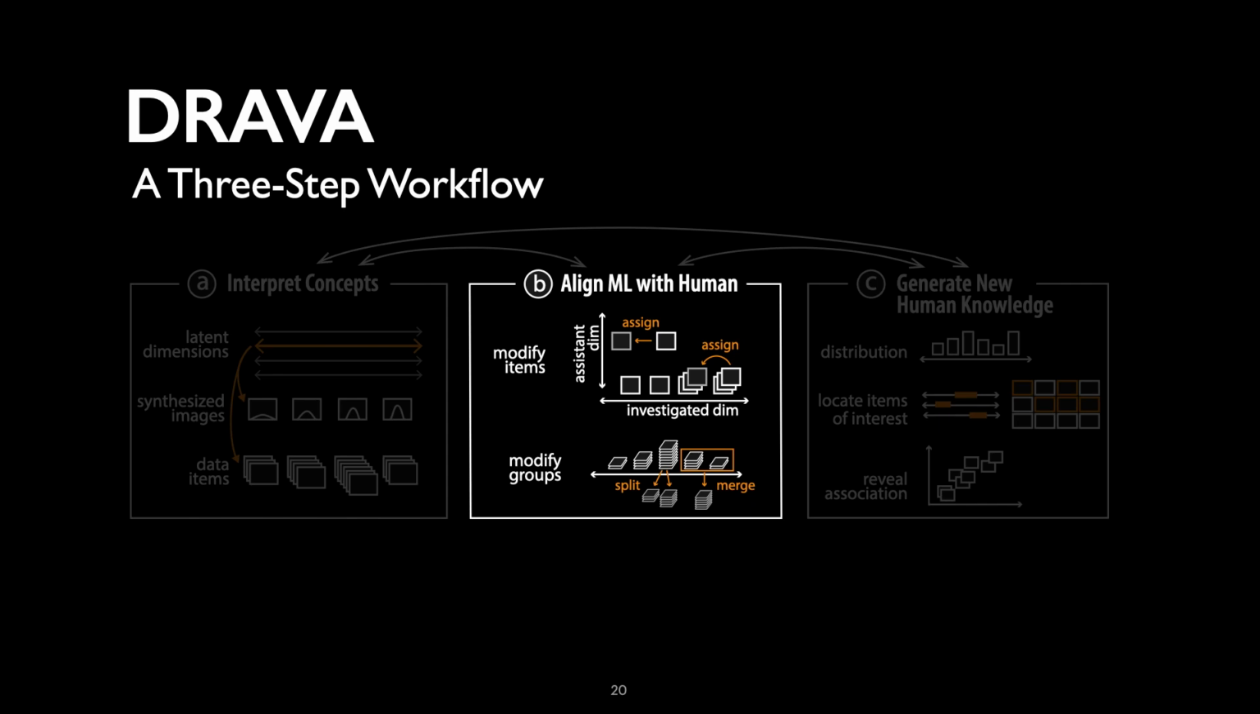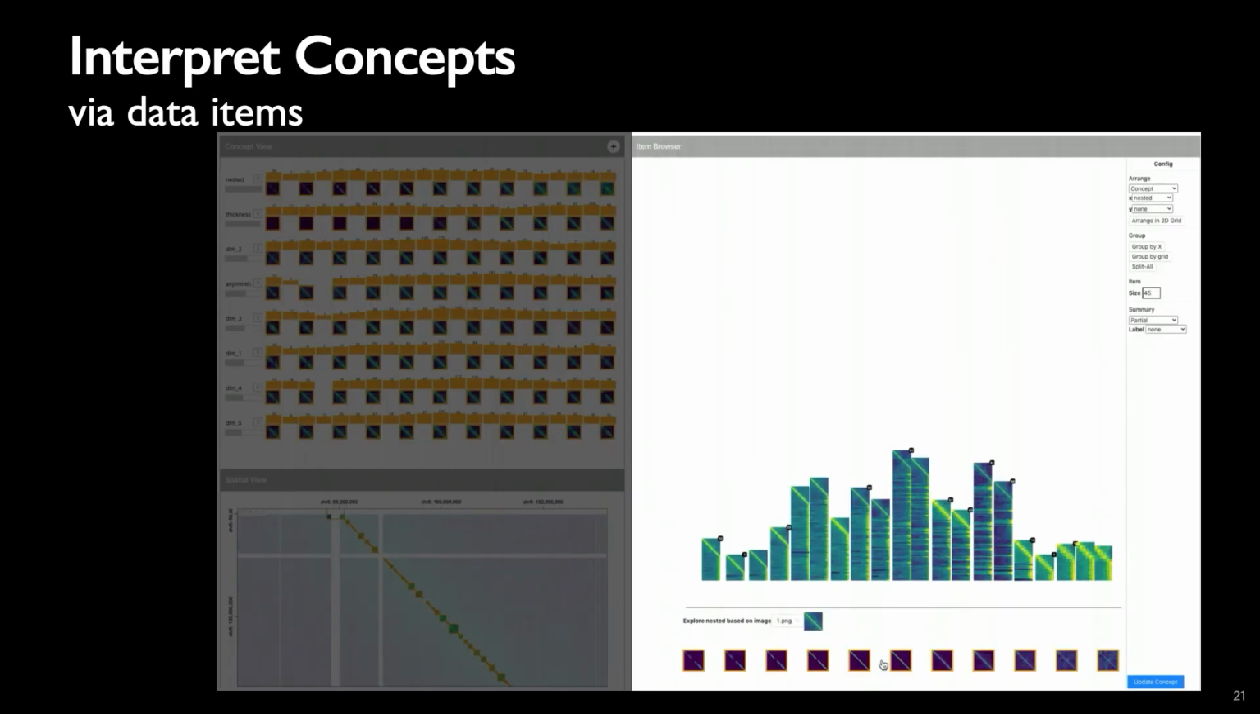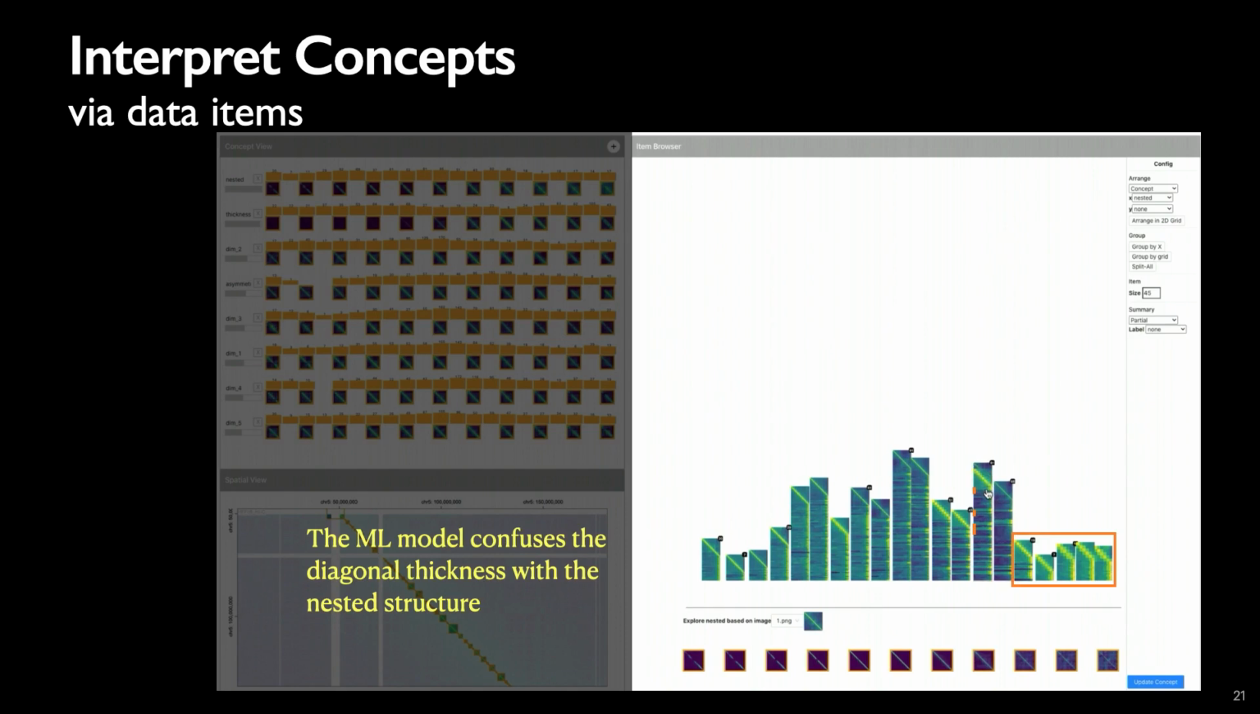Second, align ML with humans. Item piles can effectively reveal the concept mismatch between humans and ML. For example, here, the abnormal items show that the ML model confused two concepts, the diagonal thickness with the nested structure. This mismatch can be hidden if we only look at the synthesized images, which unfortunately is widely used as the only method to present concepts in disentangled representation learning.